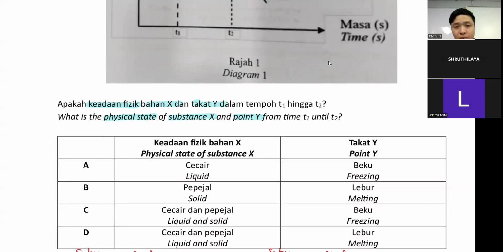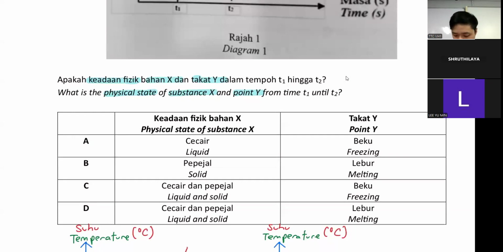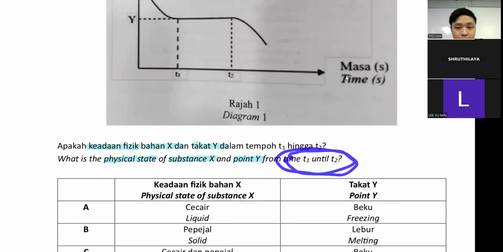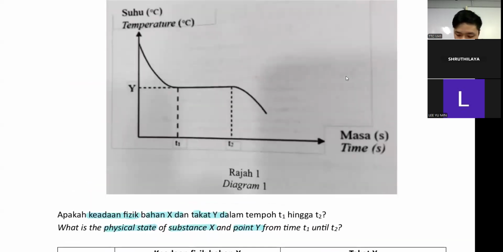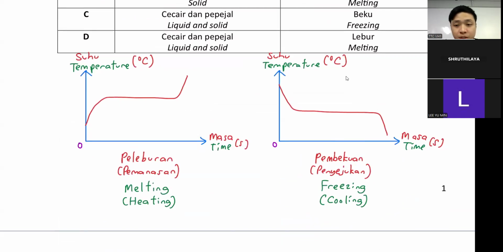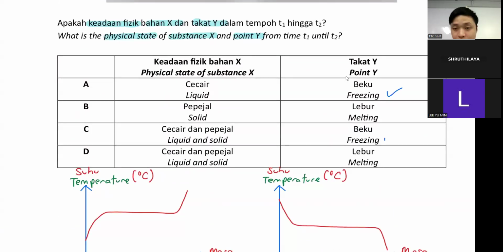Okay, from time t1 to time t2. So in this case, the physical state for X from time t1 until t2. Very important, t1 to t2. During this time, the temperature didn't change, of course. You see, going downwards, so of course it's cooling, supposed to be cooling, or call it freezing. So the choices can be only either A or C.